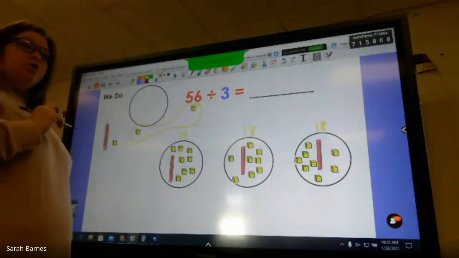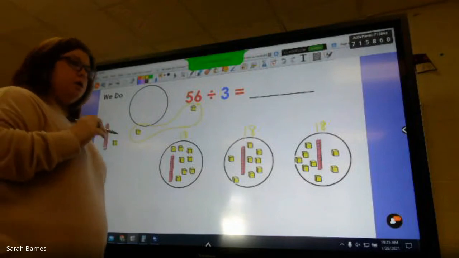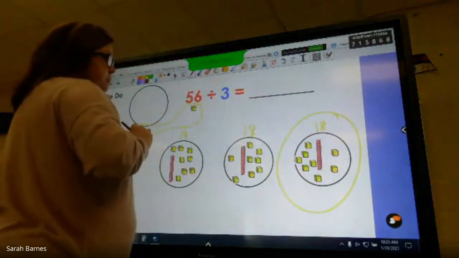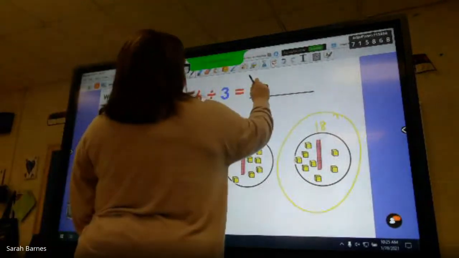Does it matter which group I pick? Nope. So I'm going to pick this one. My little sister Katie would be so proud I picked the third one.